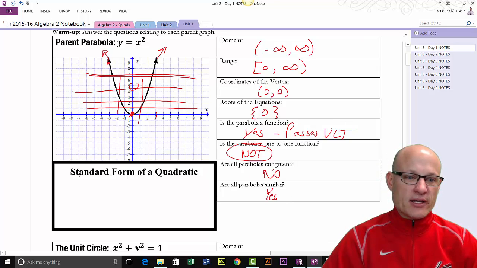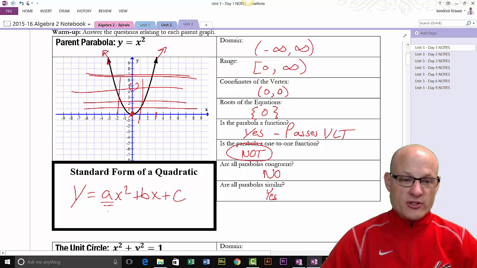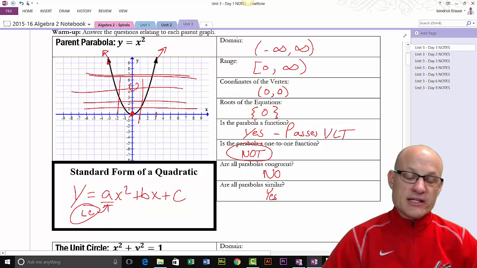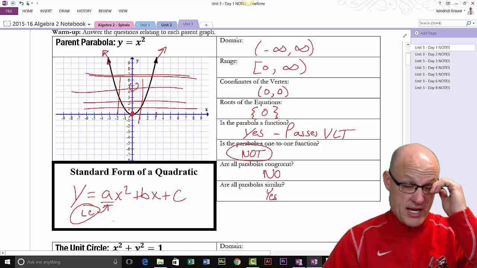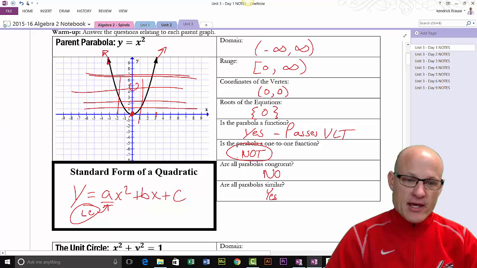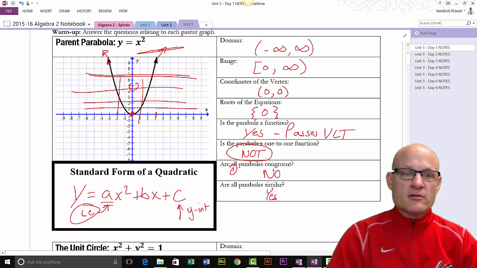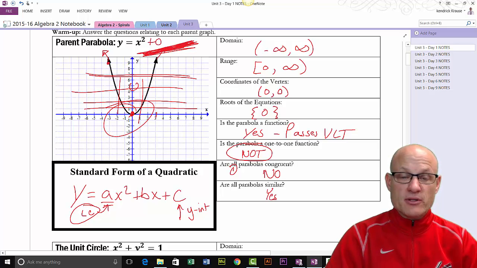Standard form of a quadratic is y equals ax squared plus bx plus c. Standard or general form of the quadratic is in that form, where the leading coefficient, I'll call it the LC, is here, and that dictates whether or not your parabola is going to go up or down, or how wide or how narrow it'll be. And then this here at the end is also going to be my y-intercept. Notice at the end up here, no value, right? There's a plus 0 there, and that's why my y-intercept is 0.